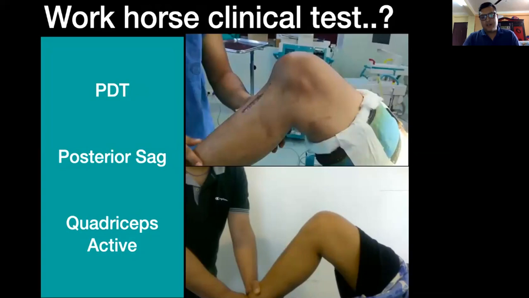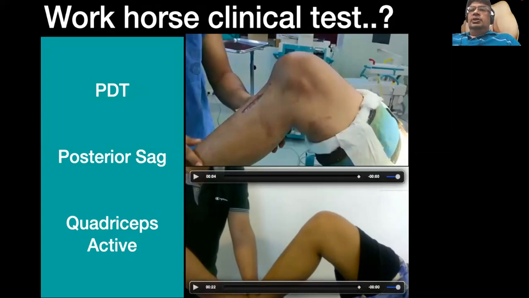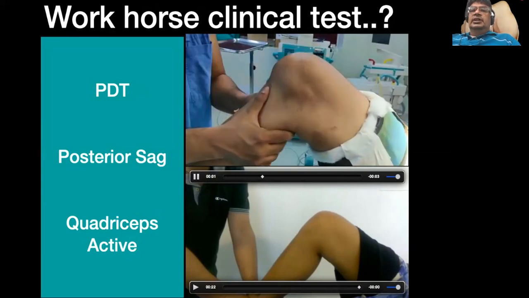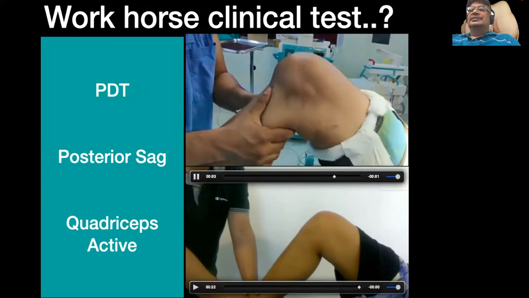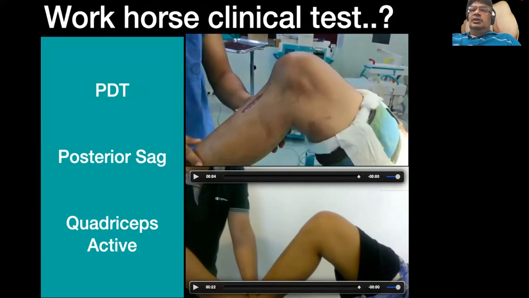Okay. Amit sir, would you like to add? Yeah, I absolutely agree. I just want to clarify that at present we are talking about isolated PCL injury, right? Yes. That is what we have to know. The tests for isolated PCL tear and the associated tear are completely different. So I absolutely agree with Rajiv that I do not do a quadriceps active test. This is more for fellows or students to teach. But the posterior sag is very, very important.